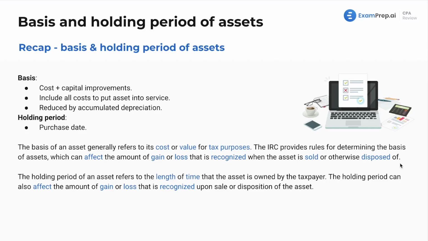We've beaten that to death for sure, but now you know what the whole purpose of this lesson was. The holding period of an asset refers to the length of time that the asset is owned by the taxpayer, and the holding period can also affect the amount of gain or loss that's recognized upon the sale or disposition of the asset. Another wonderful lesson down in the books. Make sure you are revisiting as needed, practicing those sims, those multiple choice questions. You got this. You can do it. It's going to take a lot of work, but if anyone can do it, you can do it. Let's wrap it up with a nice summary and call it a day.